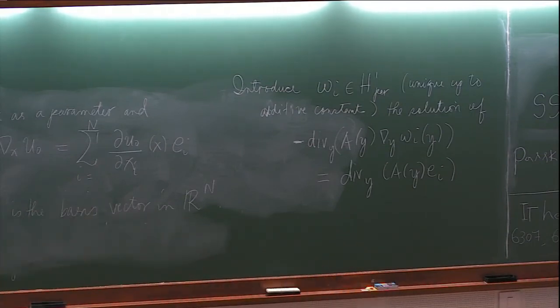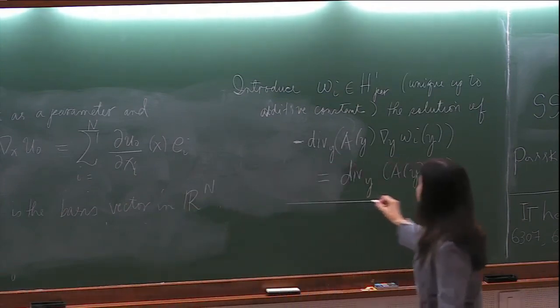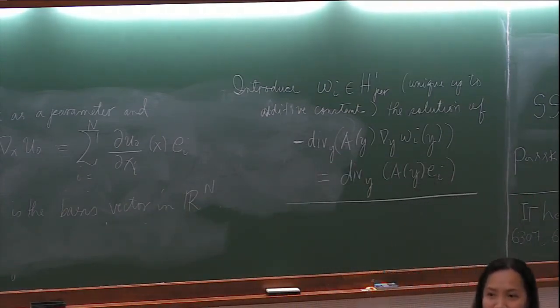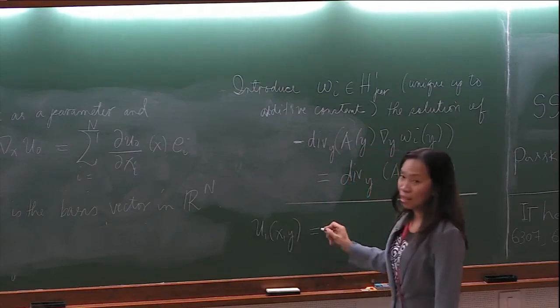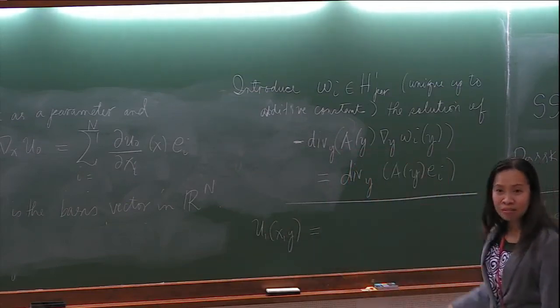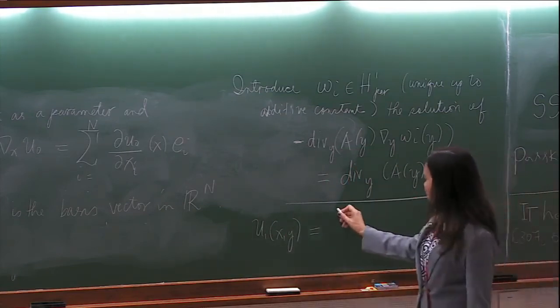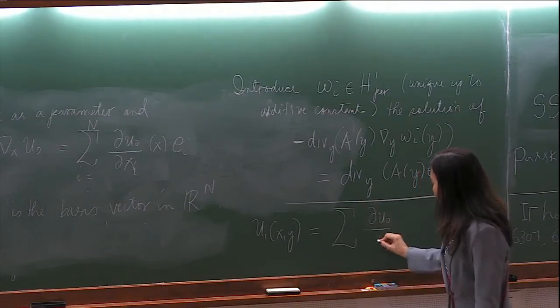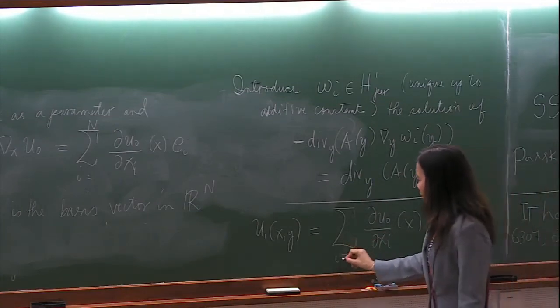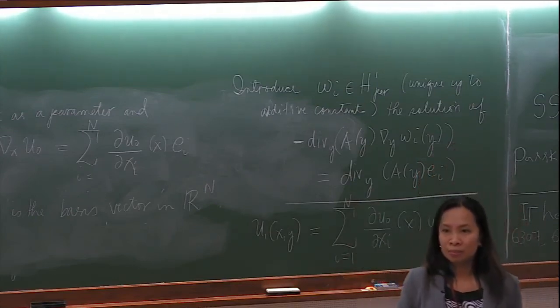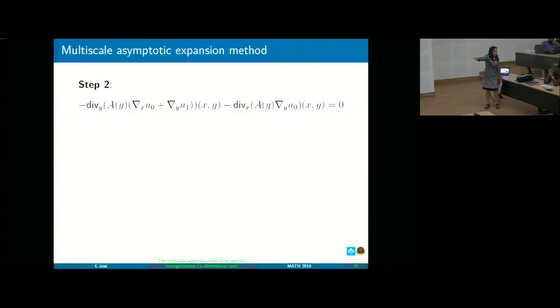This is our original one, and we have this equation. By bilinearity, we can express our solution u1 of x, y using this omega i. We can express it by linearity. u1 of x, y will just be the summation of the partial of u0 with respect to xi of x, times omega i of y, i from 1 up to n, from our original equation and the solution of that equation.